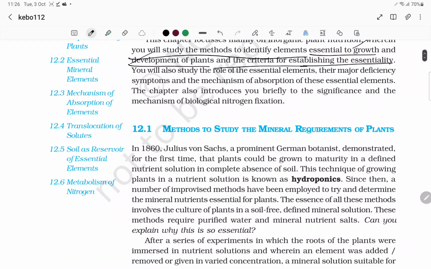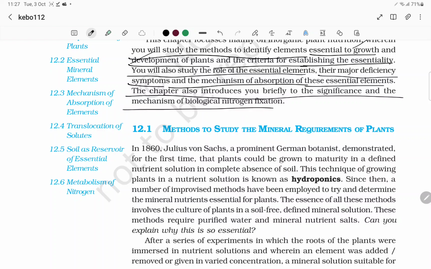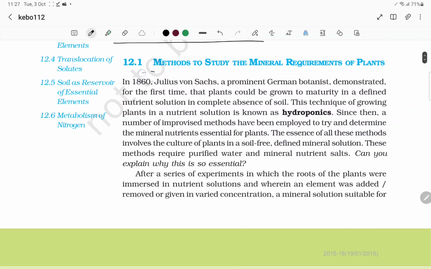You will study the role of essential elements and their major deficiencies also, symptoms and the mechanism of absorption of these essential elements. So what are essential? If they lack, we call it deficiency. This chapter also introduces you briefly to the significance and mechanism of biological nitrogen fixation. And the methods to study the mineral nutrition requirements of plants.